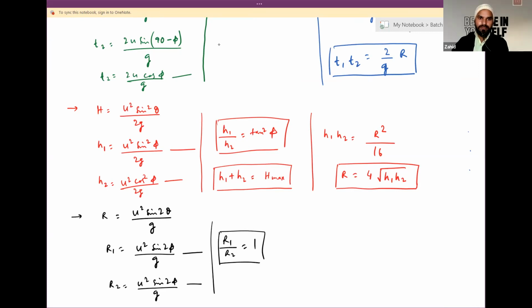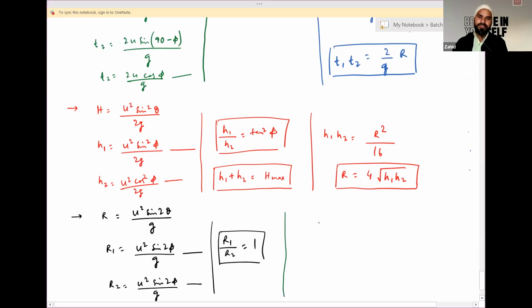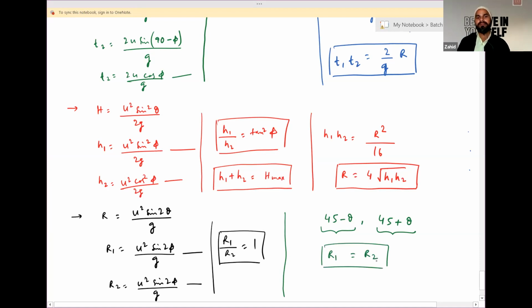Now there would be some other angles like 45 degrees minus theta and 45 degrees plus theta. Again, if you add them, you'll get 90 degrees. So you'll say these two angles are also complementary to one another. Then if you again calculate the range for these two, you'll get the same value. Is it clear?